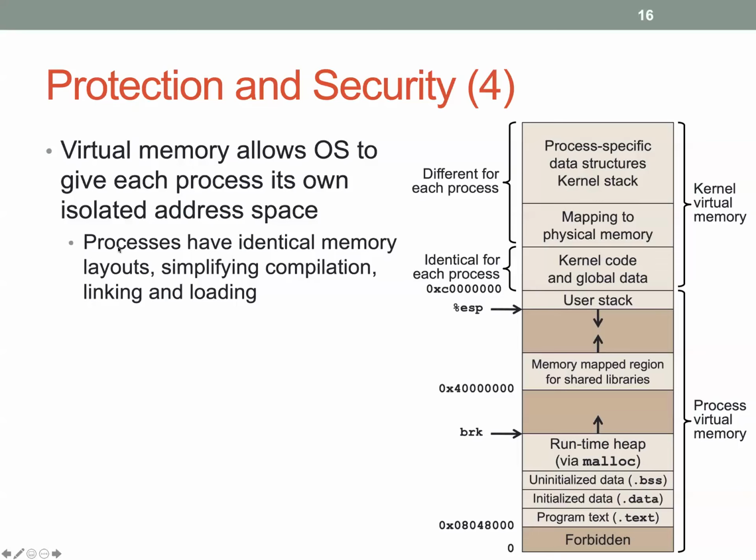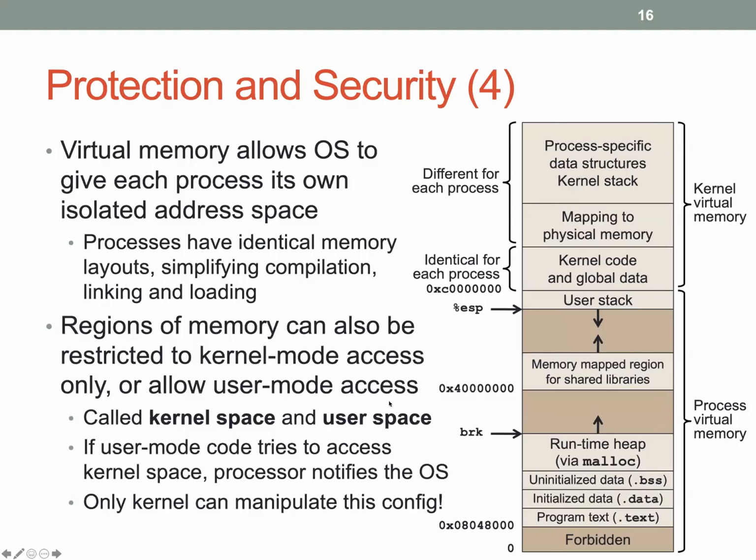All the processes have the identical memory layout, which makes it really easy to compile, link, and so forth. They all start at this address, 0x08048000 hex, where your program instructions start. The region where shared libraries are loaded is a specific address. And the kernel always lives above the 3 gigabyte boundary. All processes are laid out this way. The OS can just implement one memory layout for all processes, and that makes it a lot simpler.